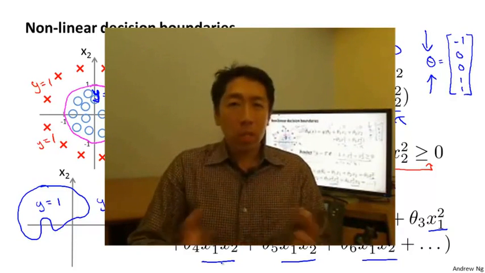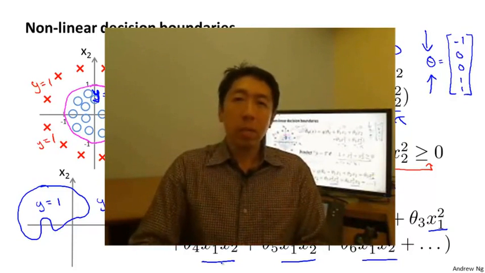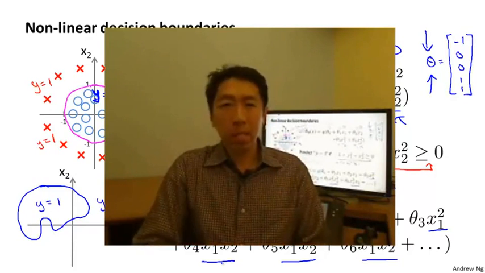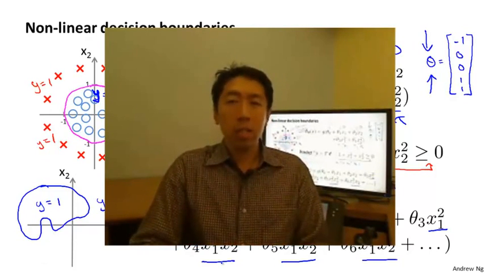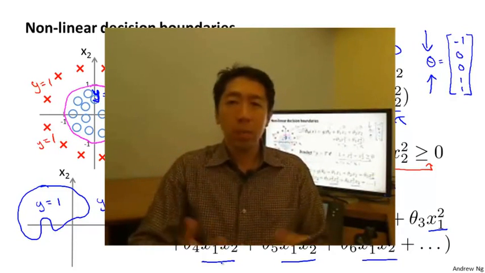Now that we know what h of x can represent, what I'd like to do next, in the following video, is talk about how to automatically choose the parameters theta so that, given a training set, we can automatically fit the parameters to our data.